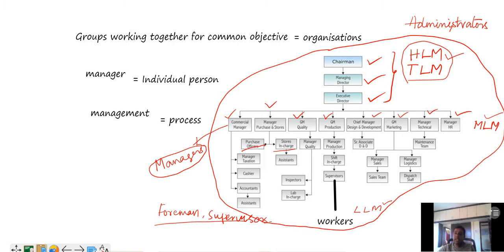Management is an executive function. Administration is a policy formulation function. That means they are going to frame the laws. Administrators frame the laws and direct them to the management or the managers. So the manager will execute the policies.